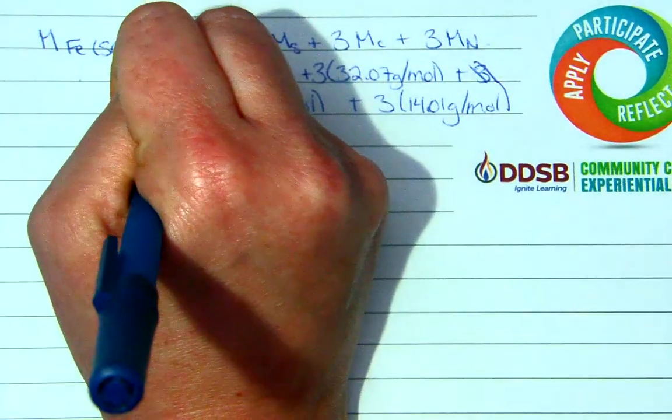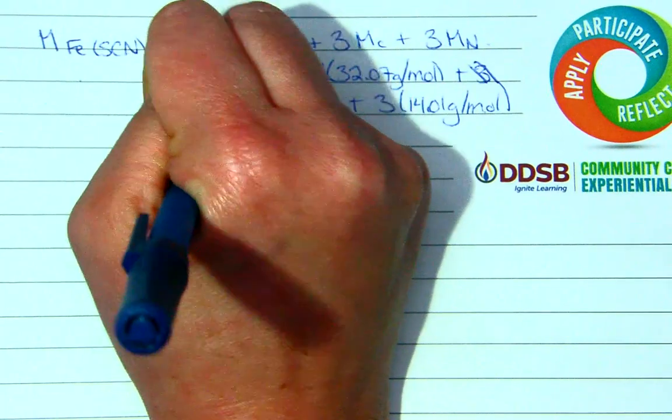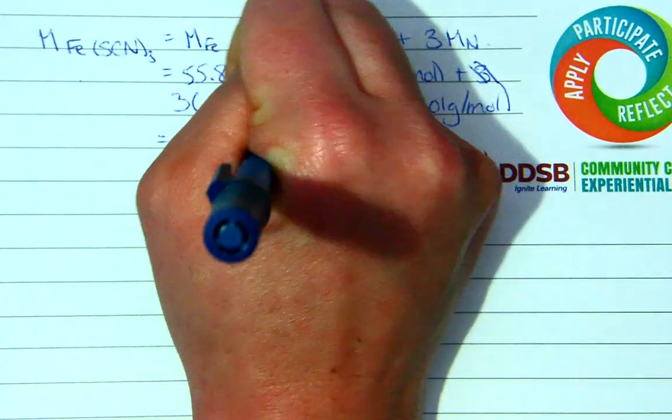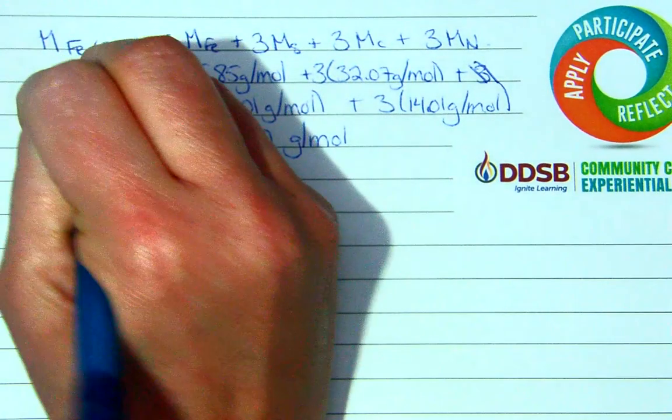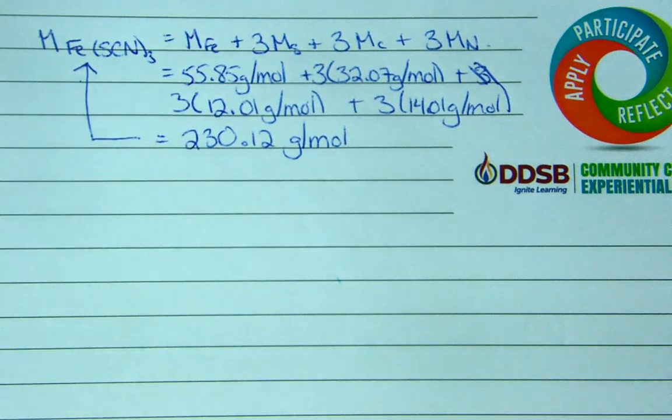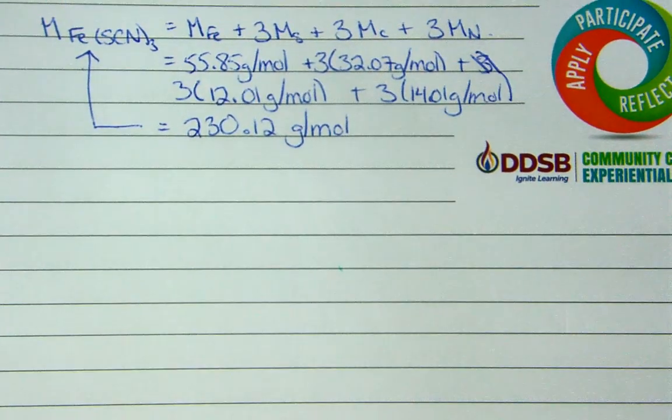Okay, so when I simplify that, I get my molar mass of 230.12 grams per mole as my molar mass of iron thiocyanate. So that is calculating molar mass.